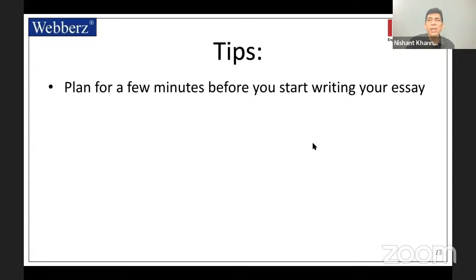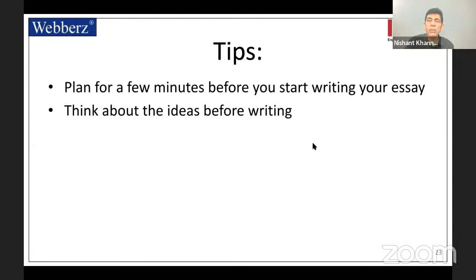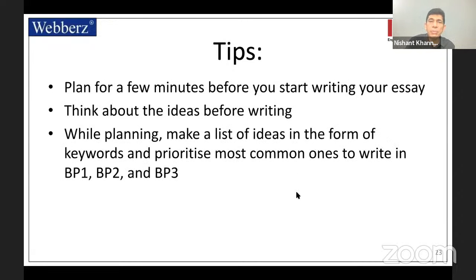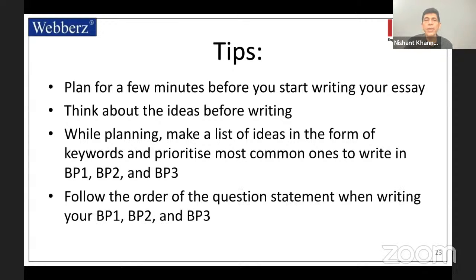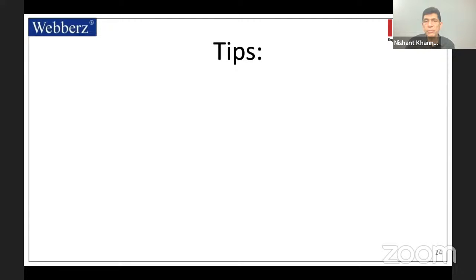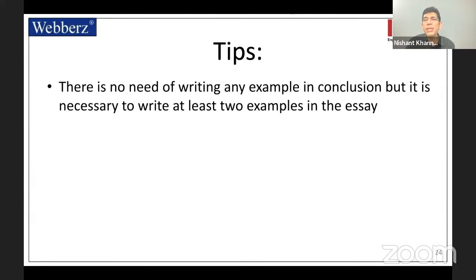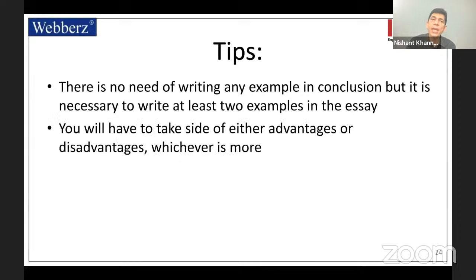If we talk about tips, first plan for a few minutes, think about the ideas before writing. While planning, make a list of the ideas in the form of keywords, prioritize them with the most common ones to write in BP1, BP2 and BP3. Follow the order of the question statement when writing BP1, BP2 and BP3. There is no need to write an example in the conclusion, but it is necessary to write at least 2 examples in the essay. You will have to take the side, either advantages or disadvantages, whichever is more.